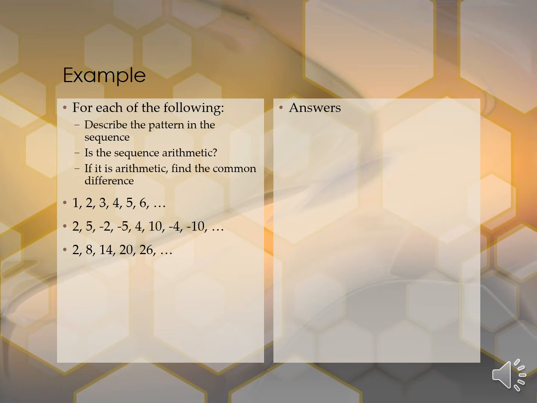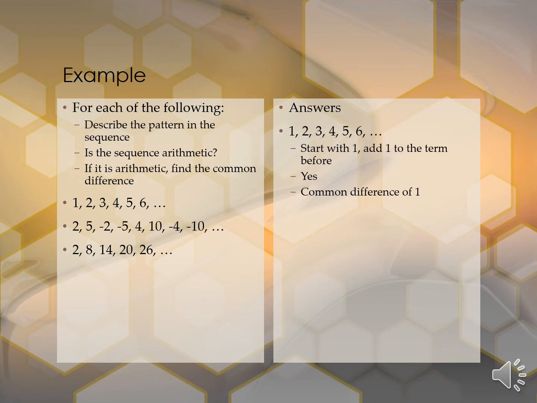Here are your answers. The first one has a common difference of 1, because we start with 1 and we add to the term before it. So it is arithmetic. The next one is not arithmetic because we just have a series of 2 positives and 2 negatives. There is no common difference. So it is not an arithmetic sequence.